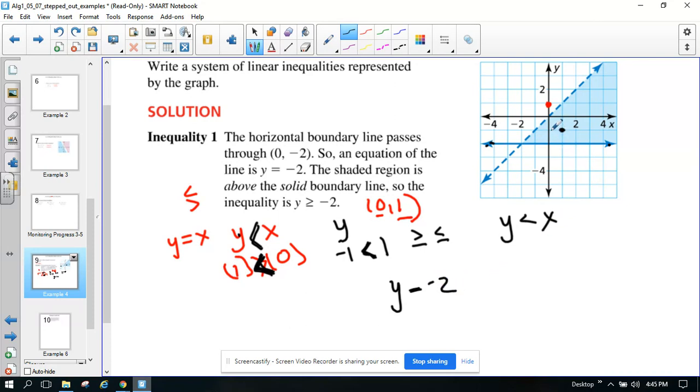So again, you can pick a point that you know is in the region. I know that the point 0, 0 is in the region. So if I put in 0 for x and 0 for y, 0 is greater than or equal to -2. So I know that that's the direction my inequality goes.